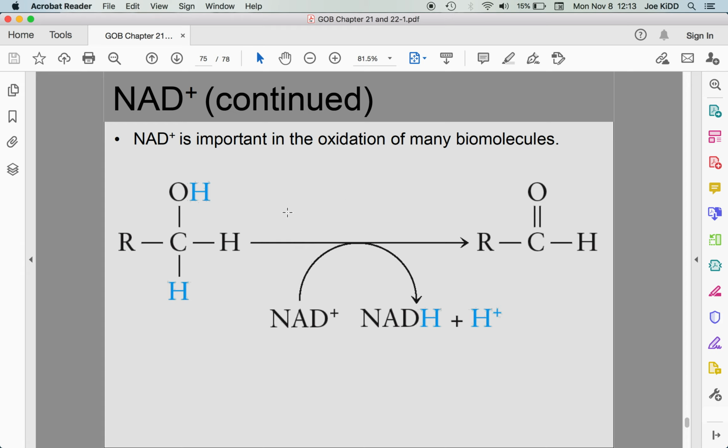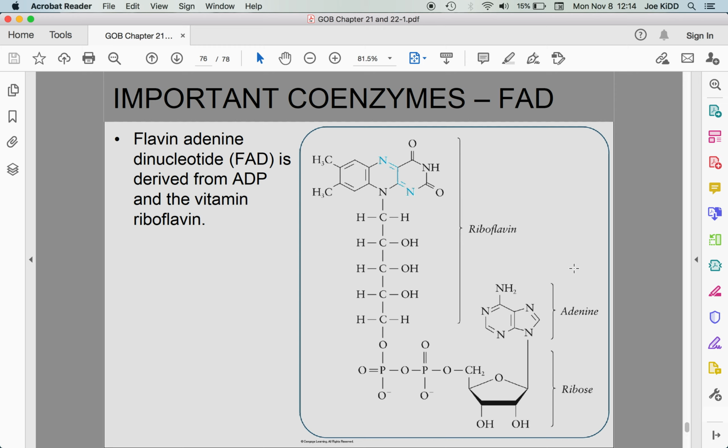NAD plus is an important oxidizer of many biomolecules, as we have digestion and through the citric acid cycle. Here we're just showing you how we get that reduction to occur, the reduction of the NAD to NADH, but the oxidation of other materials. So here, NAD becoming NADH, if we have this alcohol here, we can oxidize it to the carbonyl, or in this case, that's an aldehyde.